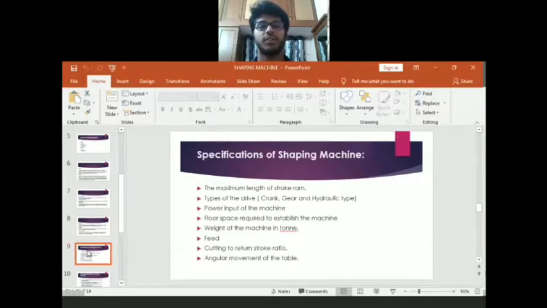These are some of the specifications required for the shaping machine: the maximum length of stroke arm, types of drive that is crank, gear or hydraulic type, power input of the machine, floor space required to establish the machine, weight of the machine in tons, feed, cutting to return stroke ratio, and angular movement of the table.